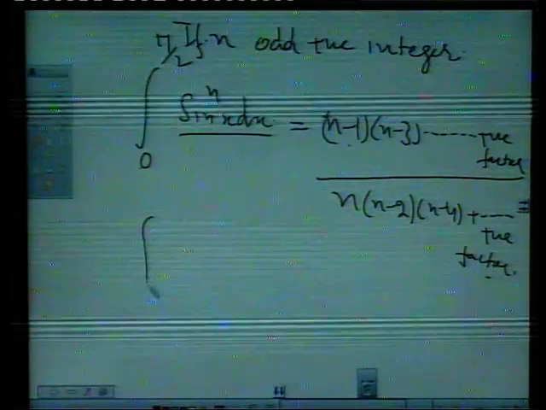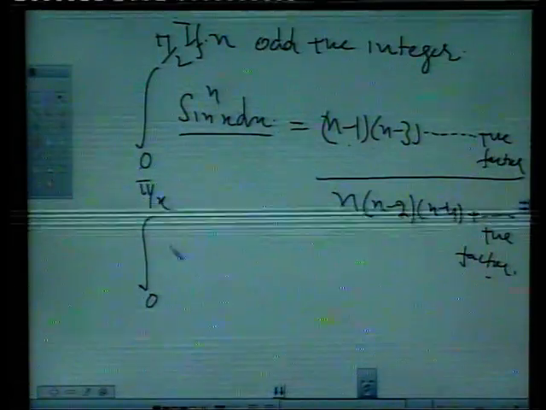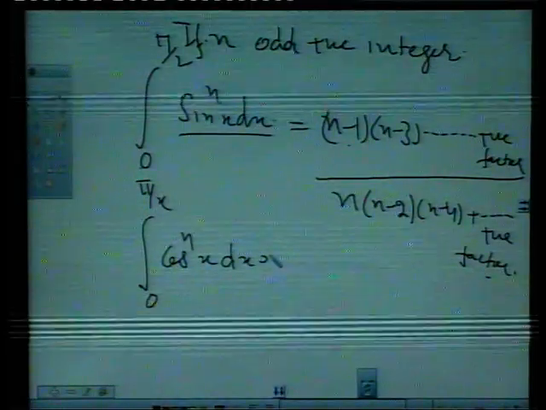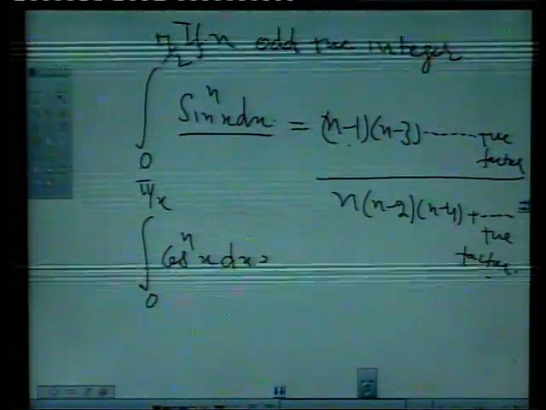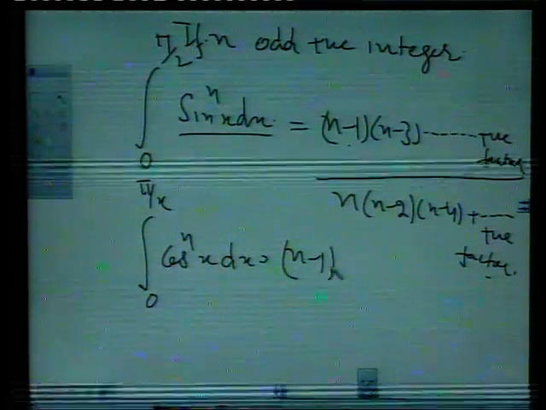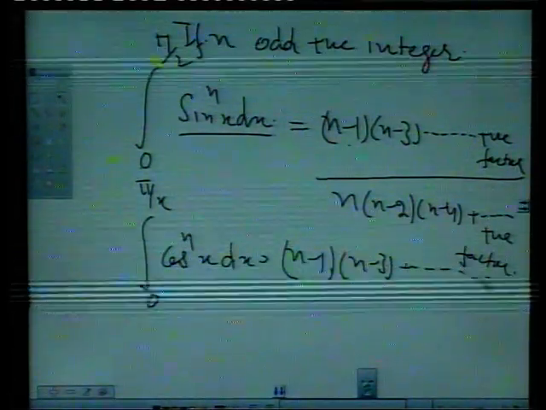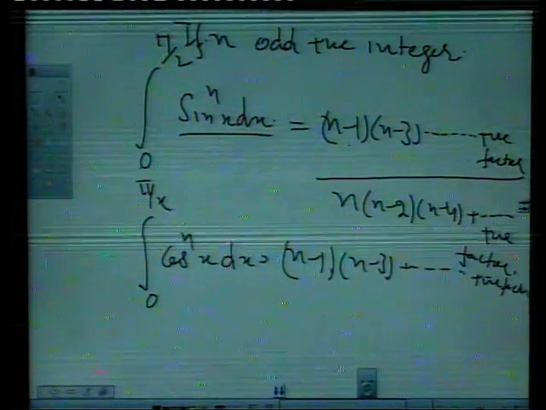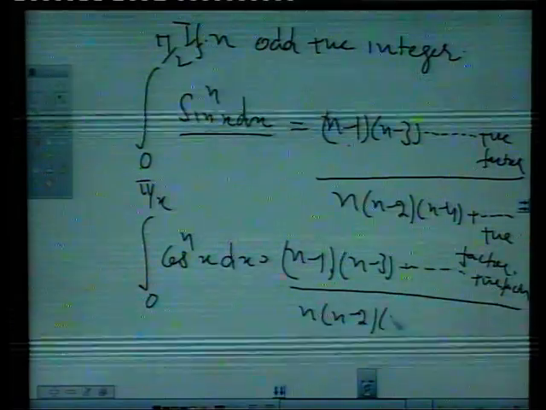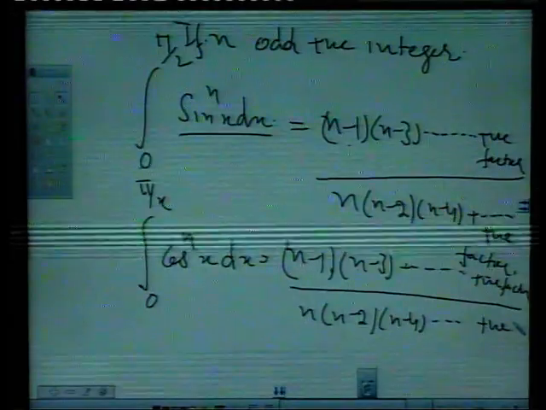Similarly, for cos raised to power n x, again n is a positive odd integer. Integration of this is (n minus 1)(n minus 3) and so on up to the positive factor, upon n(n minus 2)(n minus 4) up to the positive factor.